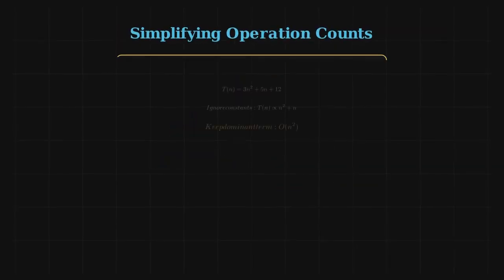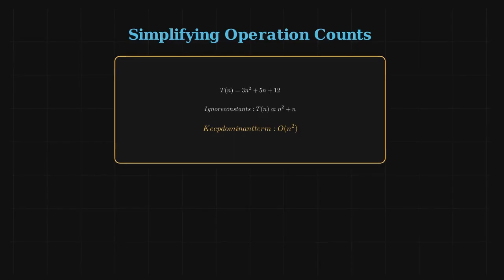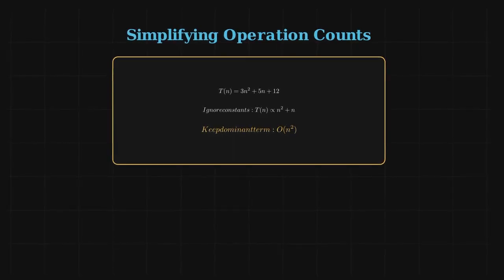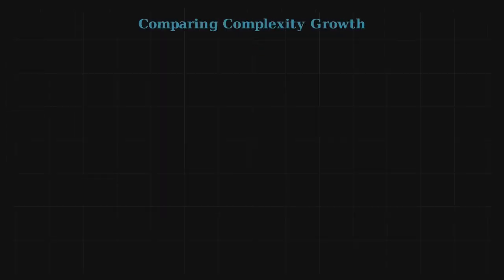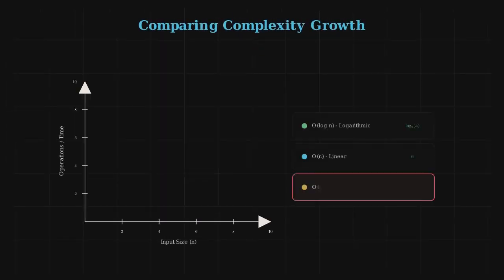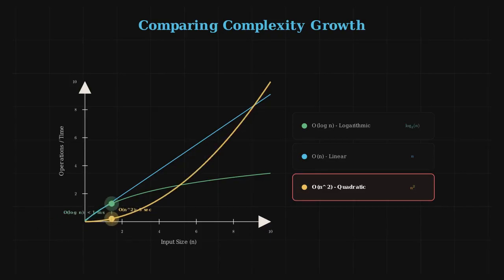Mathematically, we focus only on the fastest growing term and drop constants. This simplifies our counting into asymptotic big O expressions. Comparing these curves highlights why complexity matters. While linear and logarithmic scales handle massive inputs easily, quadratic curves explode rapidly.